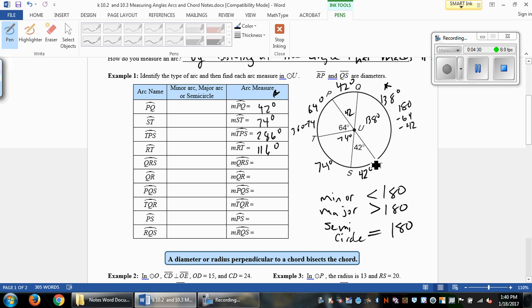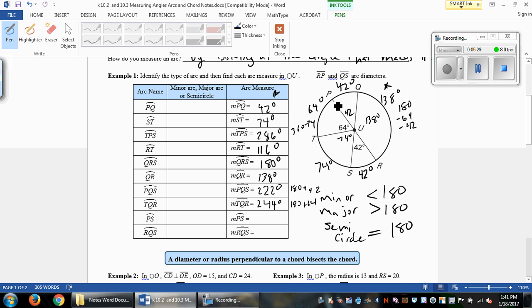QRS, major, sort of, it's 180 degrees, because it is directly on the diameter. QR is right here. We have that as 138 degrees. P starts up here, Q here, S here. So we've got QS, which is going to be 180 degrees, plus the 42 degrees here. So that's 222 degrees. TQR, again we've got 180 degrees running along RP, and then we just have to add in this T, so it's 180 plus 64, so that ends up being 244 degrees.